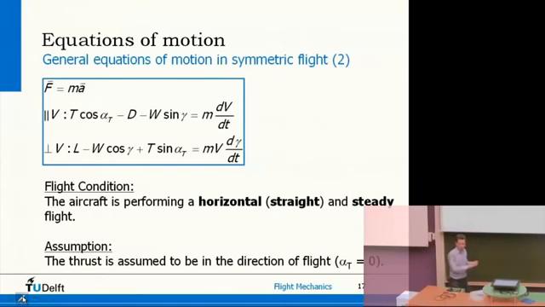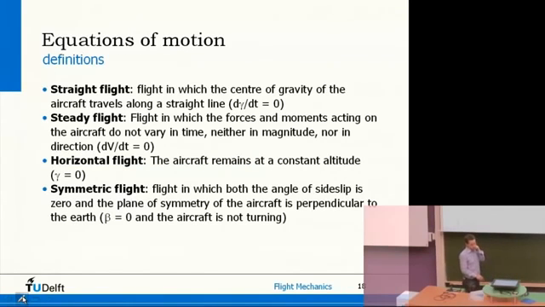So this is general: climbing, descending, accelerating flight. But now we're going to look at a flight condition where the aircraft is performing horizontal and steady flight. I put those words in bold simply because these statements are statements you will get on the exam. For example, the aircraft is flying horizontally, and then you must know what horizontal exactly means. So these are 4 definitions. They are fairly easy to understand, but you have to know what they are.